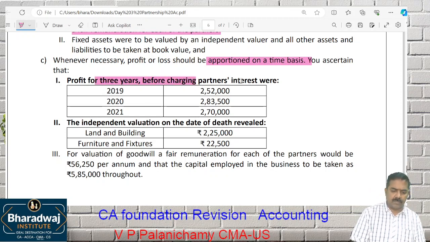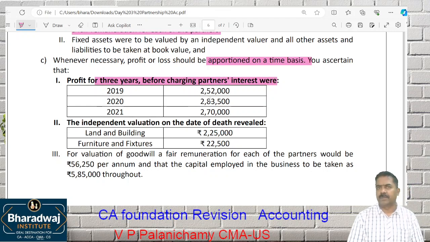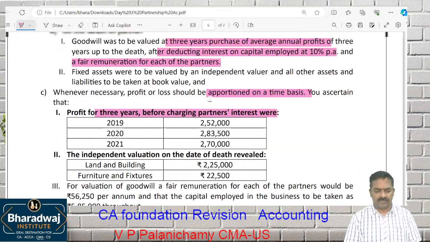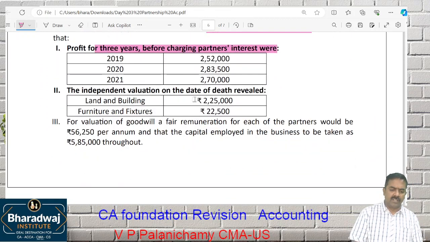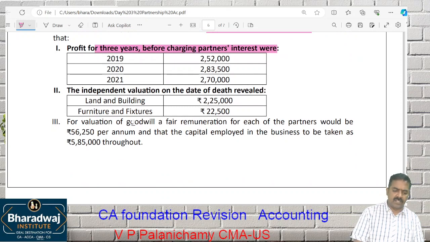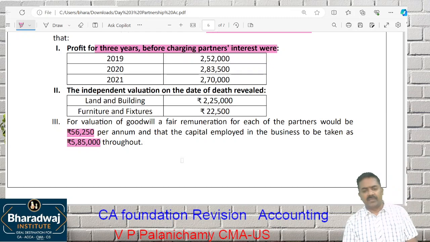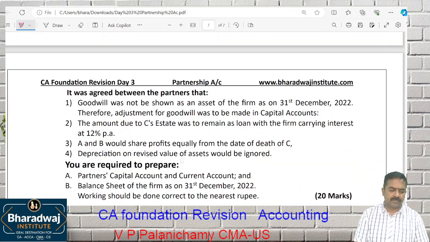Profit of the 3 years before charging interest is given. This is given to find out which one? Value of goodwill. Goodwill should be valued based on what? 3 years purchase is given. Valuation of land and building and furniture is given. The value of goodwill and fair remuneration of each partner will be how much? 56,250 per annum. Capital employed should be taken at what? 5,85,000 throughout is given.